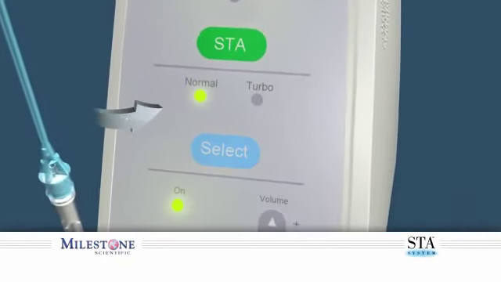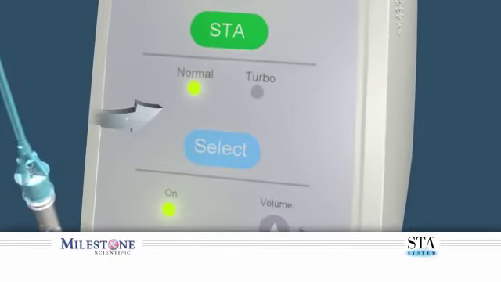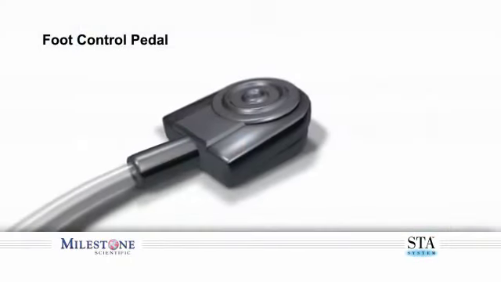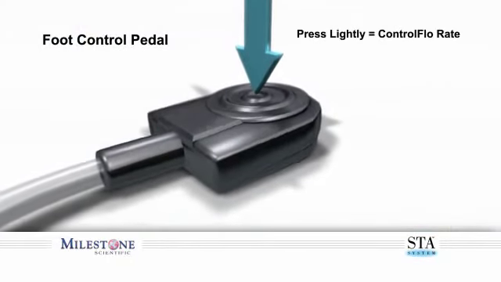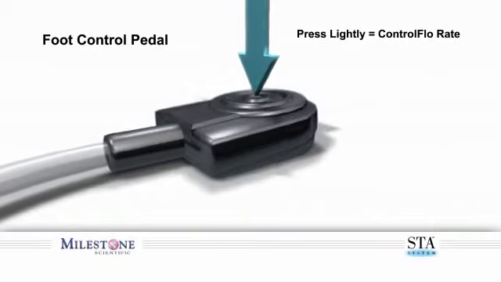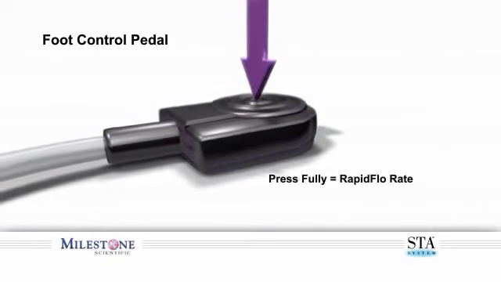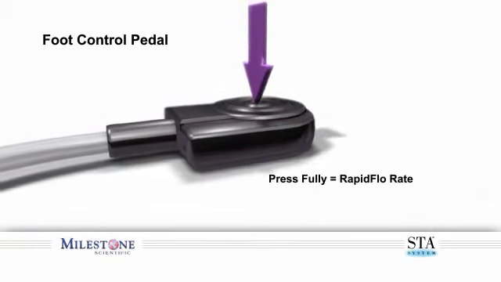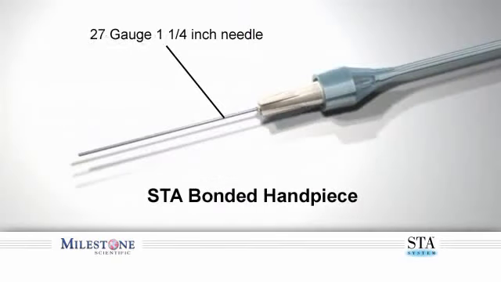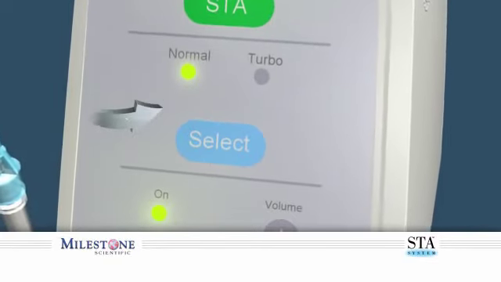In the normal mode, the foot control has two distinct foot control positions. Depressing the foot control lightly allows you to enter the control flow rate. Fully depressing the foot control allows you to enter the rapid flow rate. It is recommended that you use a 27-gauge 1 1/4 inch needle to perform the inferior alveolar nerve block. Set up the STA in the normal mode.